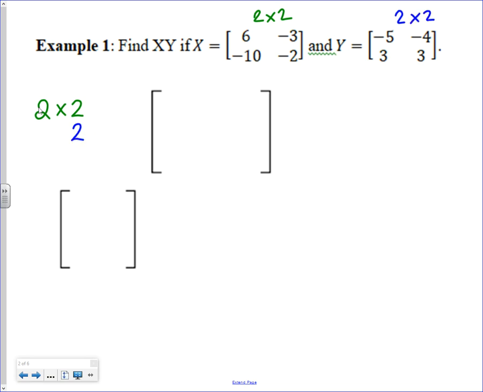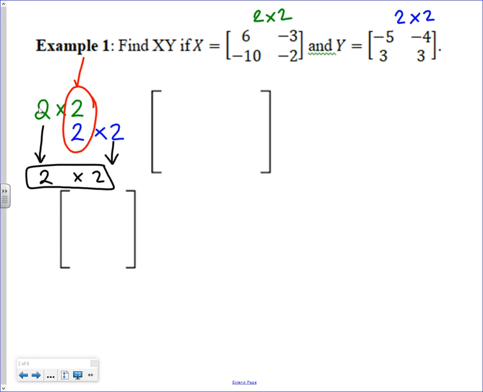So what I like to do is I like to line them up like this, and then I want to see if the two in the middle match. If they match, you can multiply them together. And they do. Also, lining them up like that gives you the dimensions of the answer. So the answer that I get should be a 2 by 2 matrix. Okay? So I can do this.